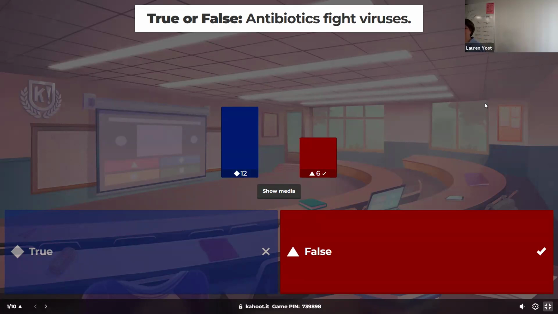I'll help you out. It starts with a B. There you go. Okay. So they only treat bacterial infections. I'm going to help you guys out a little bit with this.